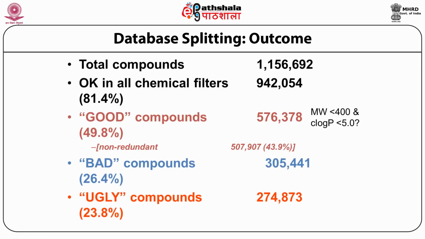If we do the splitting, this is an experience from a corporate database: if the compound number is in the millions, you can see these numbers, and you can see that around 50% are found to be good compounds, and they are non-redundant also. Then there are plenty of compounds which are bad, and at least 24% of the compounds would be really ugly, meaning they have very poor physicochemical properties. So one should search with this kind of filter first, then go for the next level.